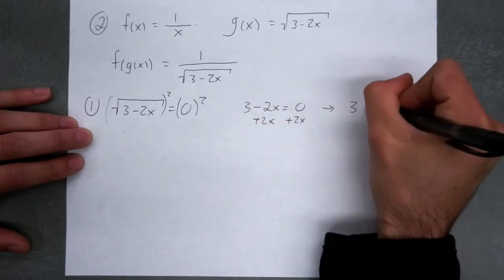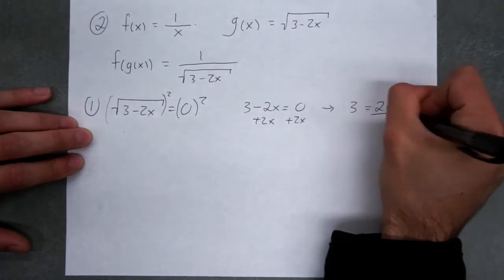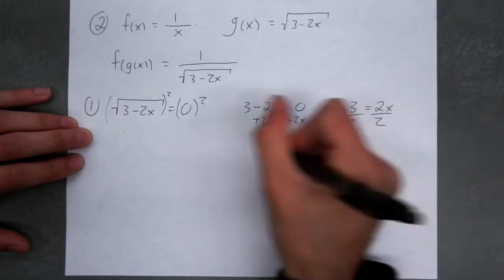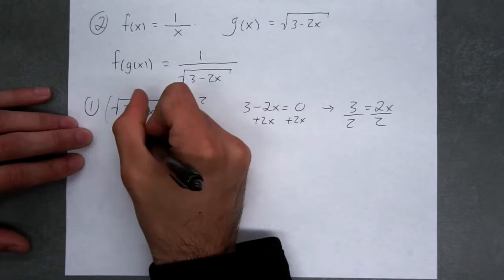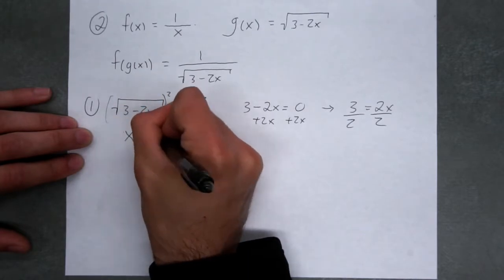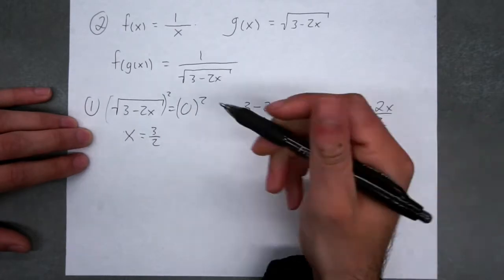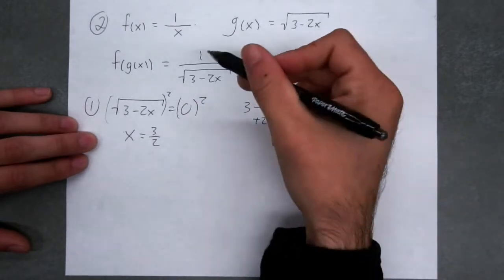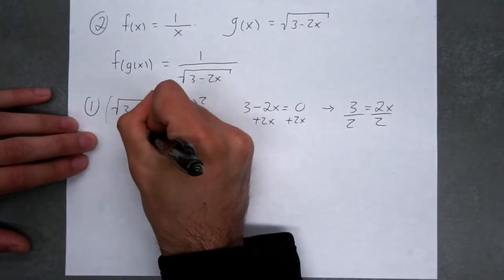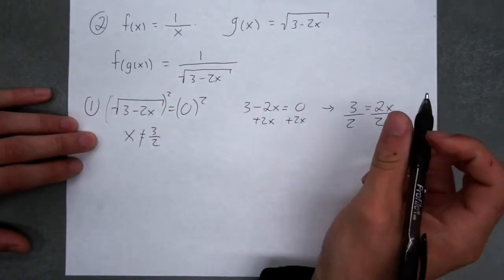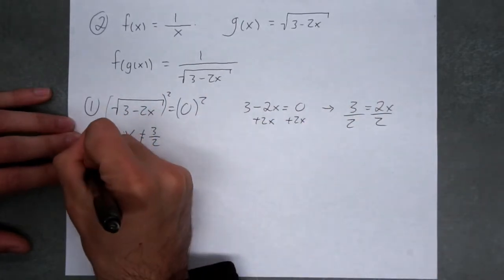So we have 3 is equal to 2x. Then we're going to divide by 2 on both sides. And x is equal to 3 over 2. So when x is equal to 3 over 2, we have a 0 in the denominator, so we have to exclude 3 over 2 in our interval.